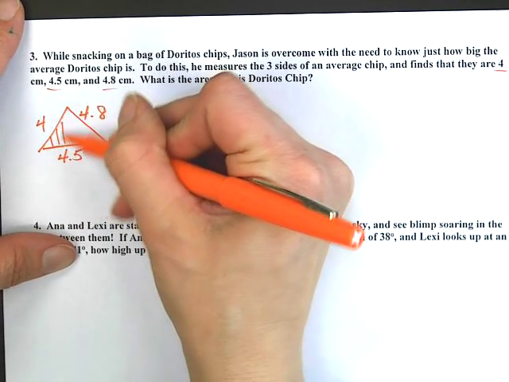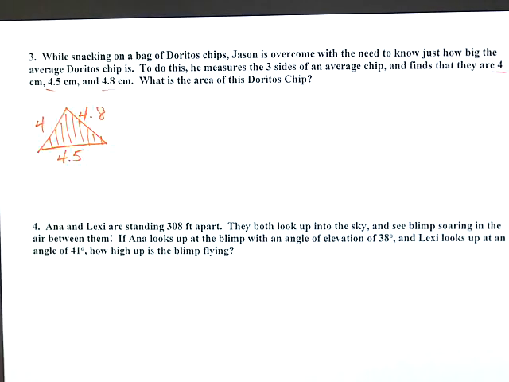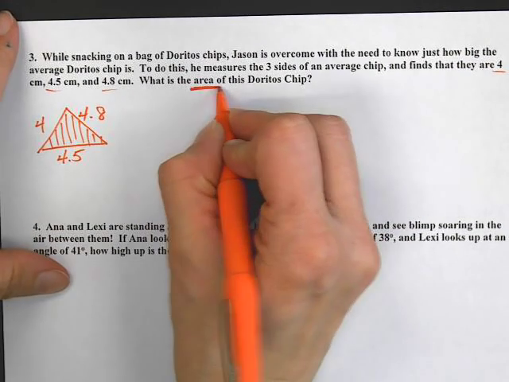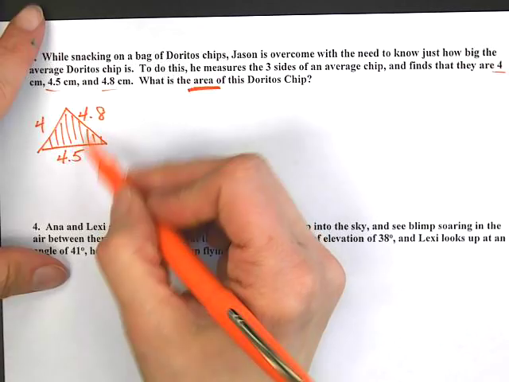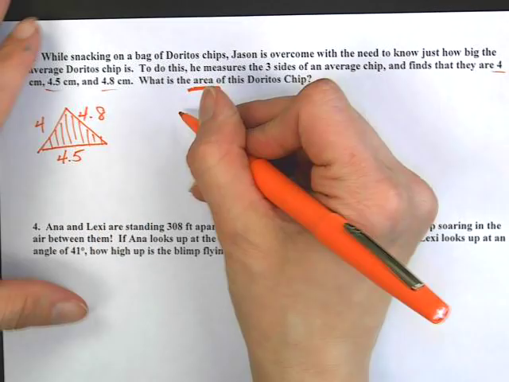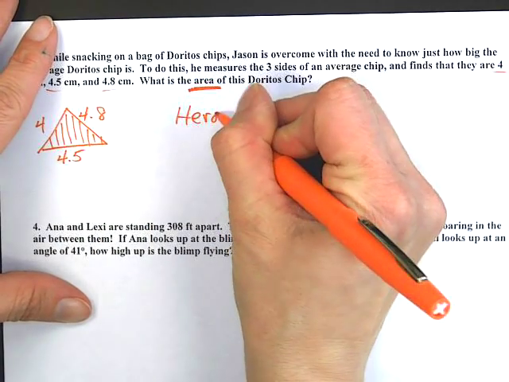Okay, what is the area of this Doritos chip? I want to know the area. So should I do SOH CAH TOA? Should I do law of sines? Wait, hang on. This one said area. We gotta use one of those fun area formulas. Do you know which one uses all three sides? The right one here would be Heron's, of course.